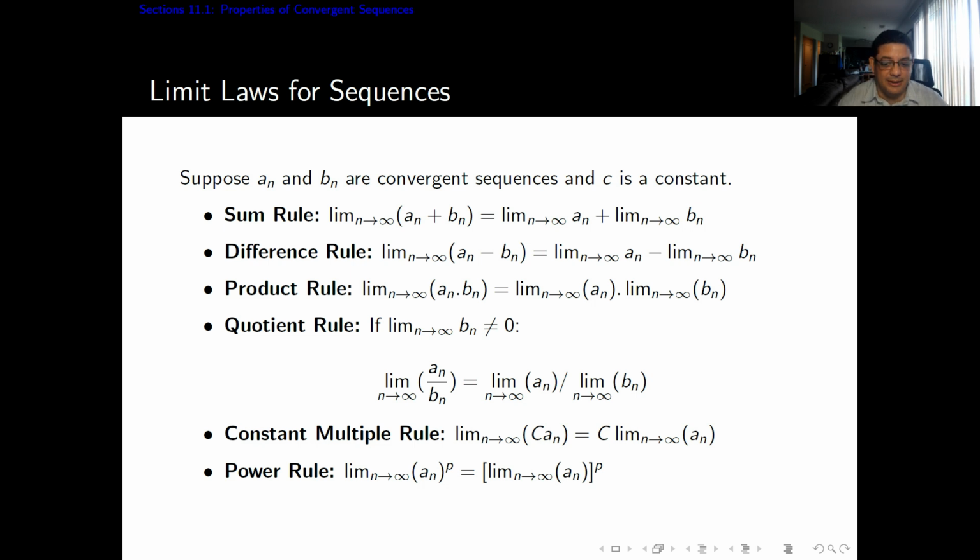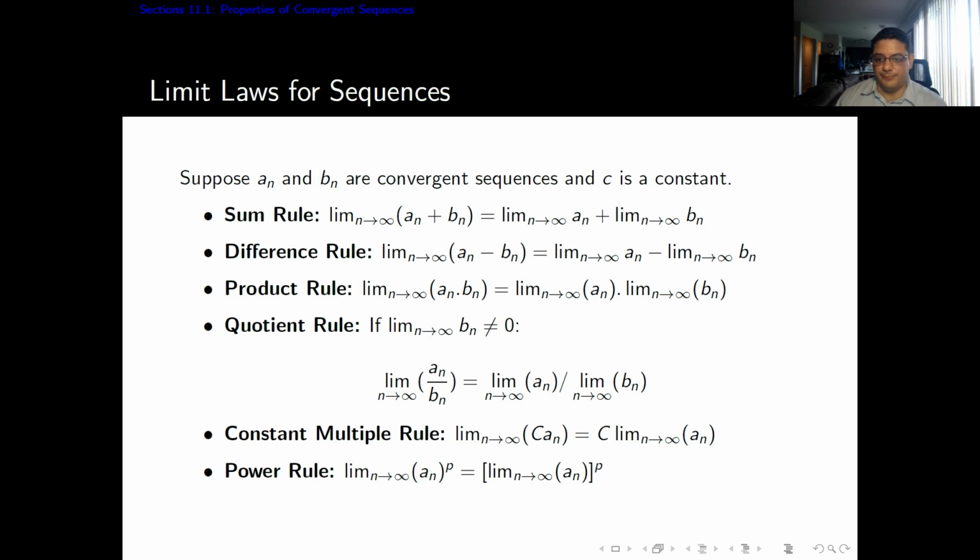If that happens, then the limit of the quotient is the quotient of the limits. Another important rule is that if I have a constant multiplying the sequence, I can pull the constant out of the limit. This is a consequence of the limit properties, and we have this for sequences as well. Similar is the power rule: if we have a power of a sequence and we take the limit as n goes to infinity, it's equivalent to taking the power of whatever the limit is, since a power is a continuous function.